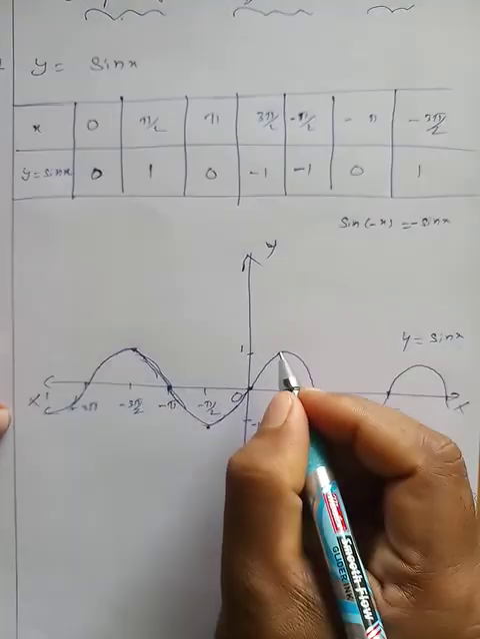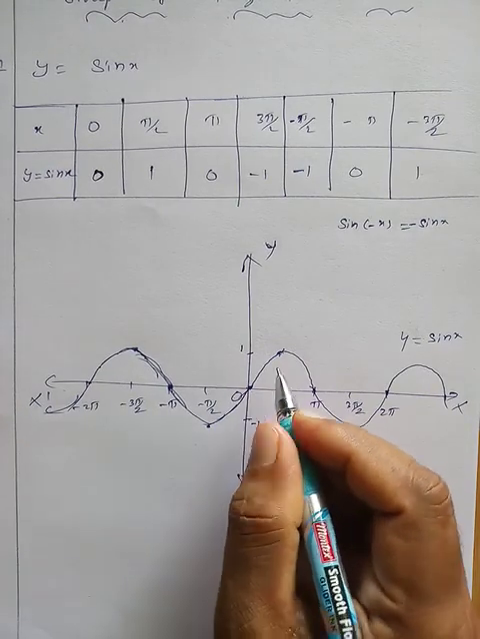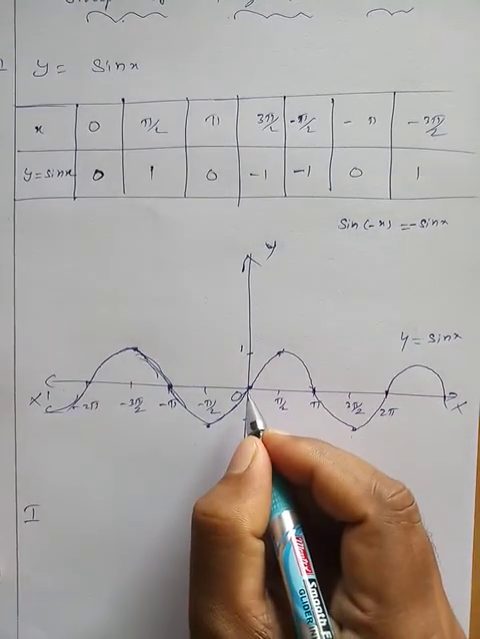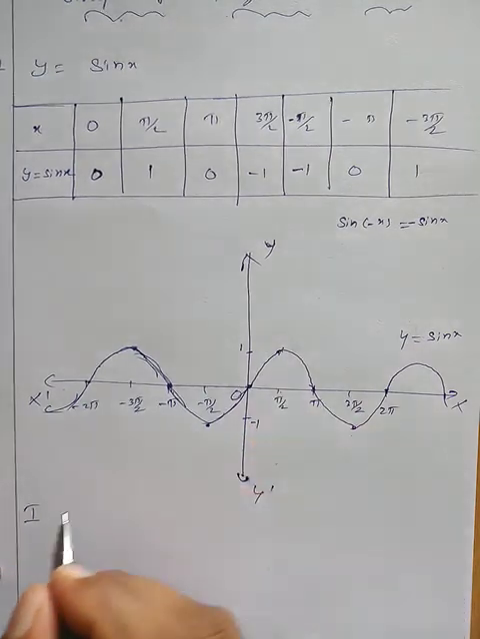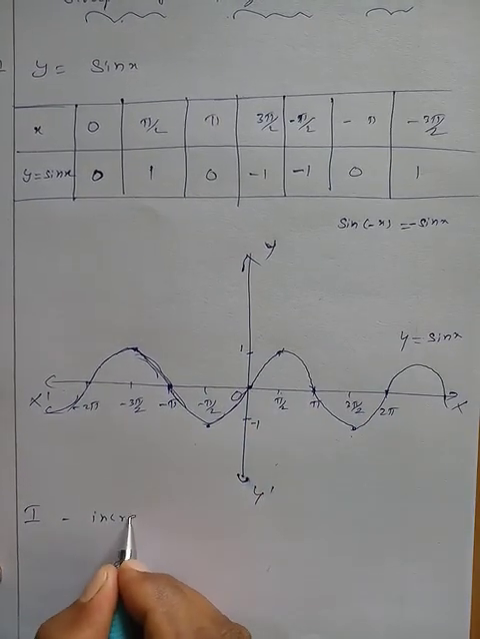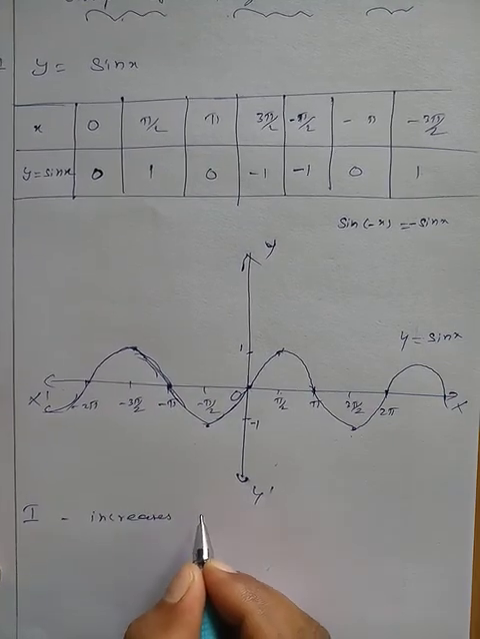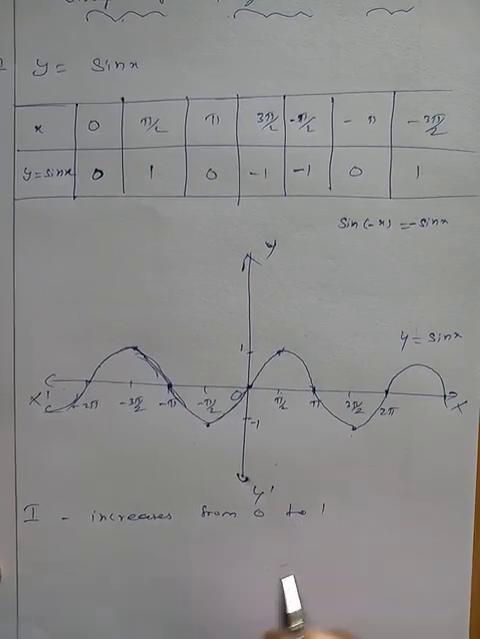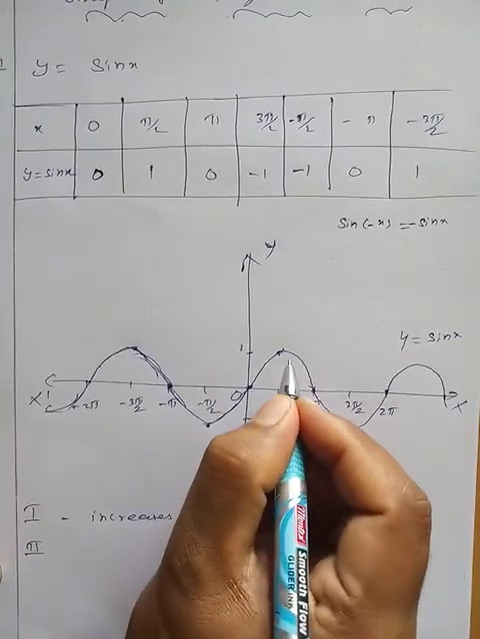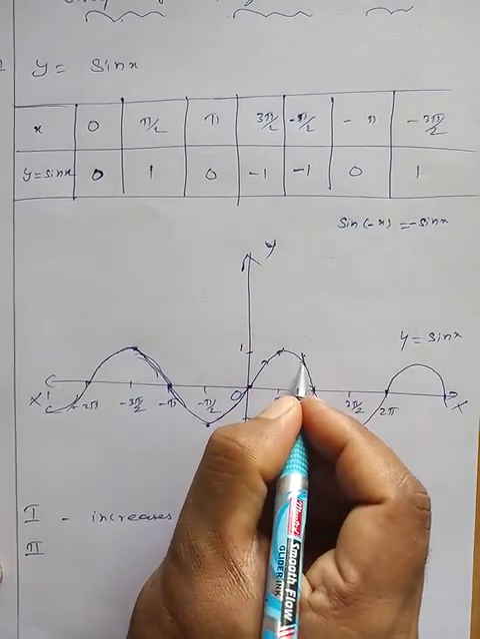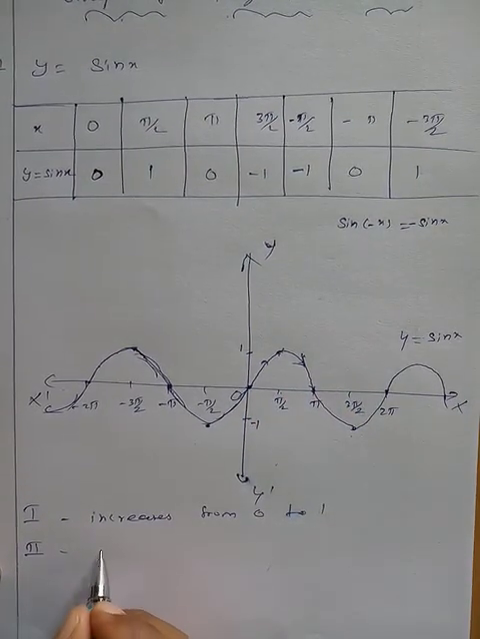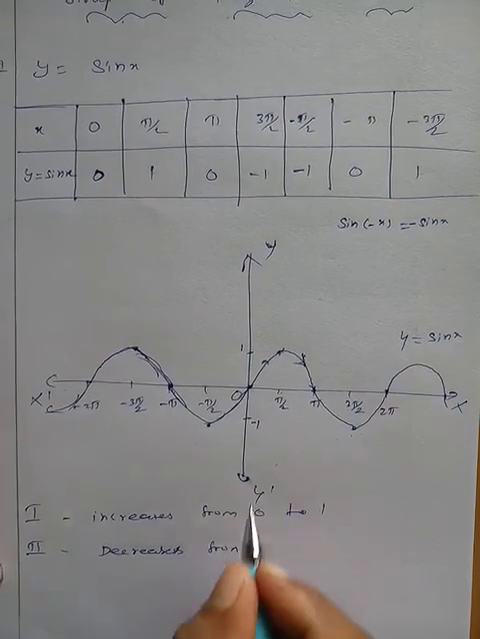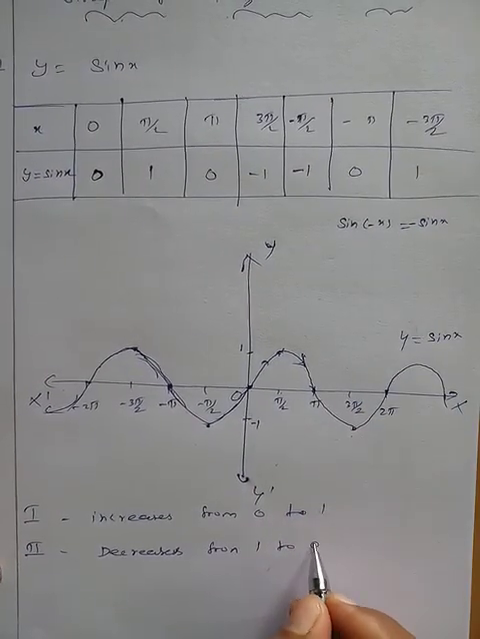Now the changes of sign, whether the values are increasing or decreasing in the four quadrants. In the first quadrant, 0 to pi by 2, the values are increasing. So the value increases from 0 to 1. In the second quadrant, pi by 2 to pi, the value is decreasing. So it decreases from 1 to 0.